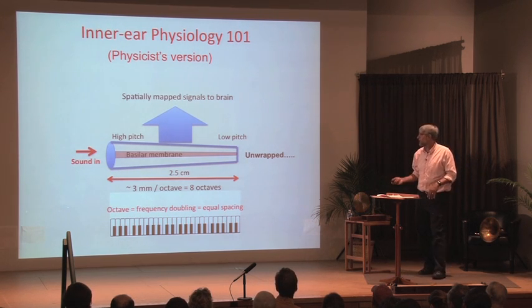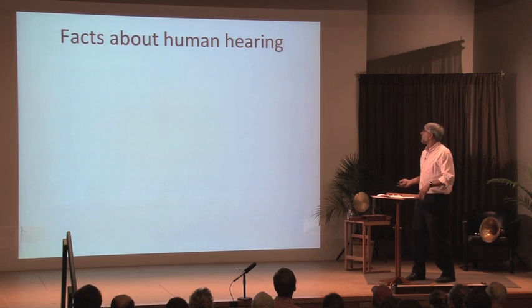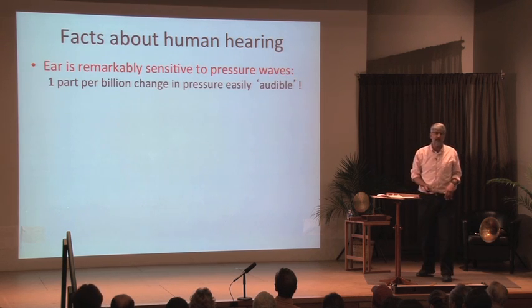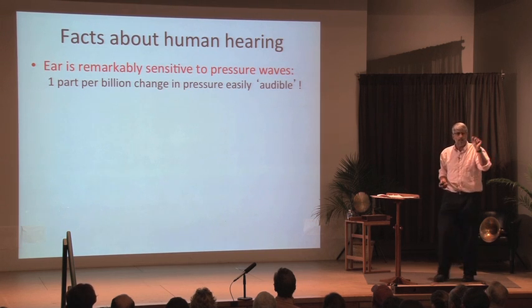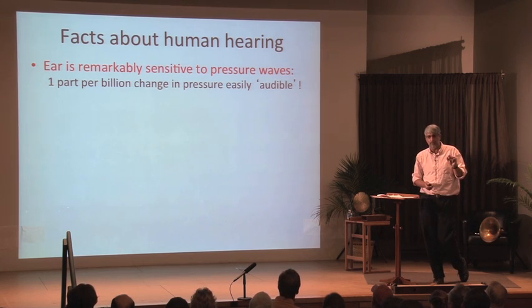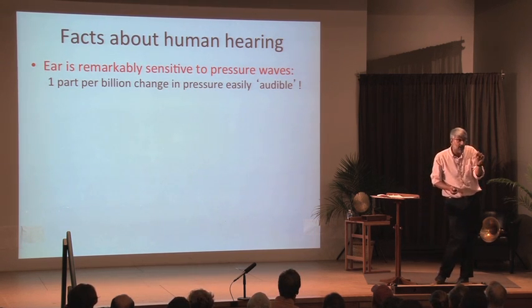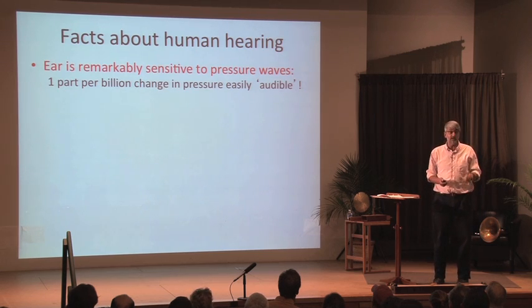Okay, so that's a little bit about how the ear works. Remarkable things that you can share at your next dinner party. Okay, the ear is so sensitive that, as I said before, it can detect 1 part in a billion changes in atmospheric pressure. That's not even the limit of our hearing, but really middle of the hearing range.